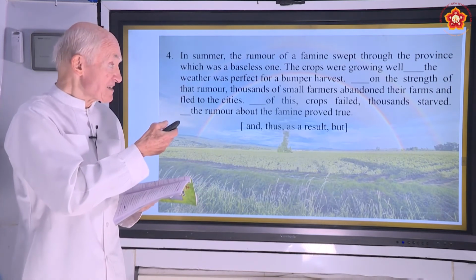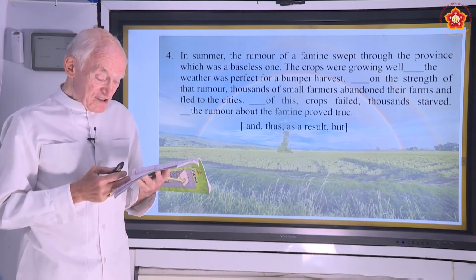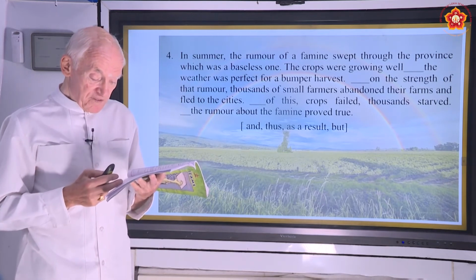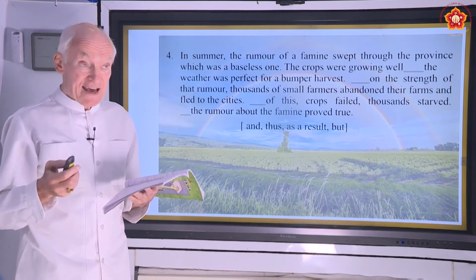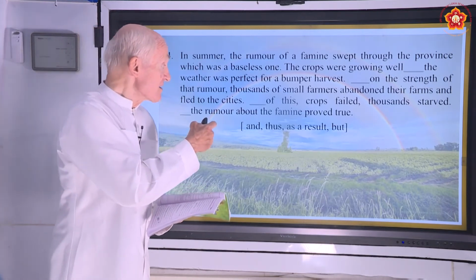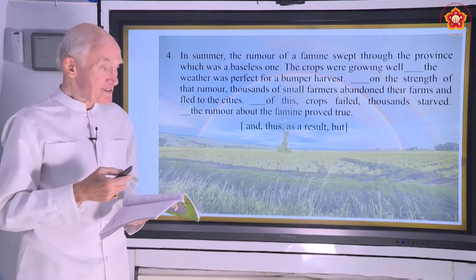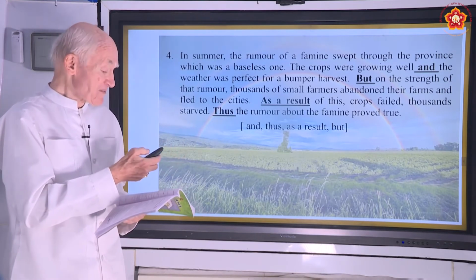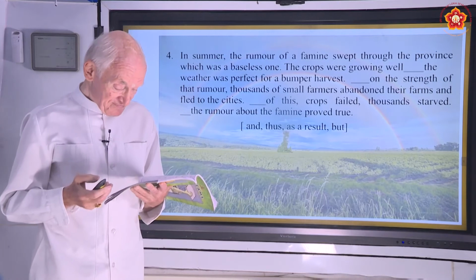So there's a blank space, okay? We need a connector. So what is it, these two sentences? The crops were growing well. The weather was perfect for a bumper harvest. It's an addition. There's two ideas. So and, we have and, thus, a result as, but. And is the perfect connector. Let's see if that's right. And the weather was perfect for a bumper harvest. So that's the right connector.